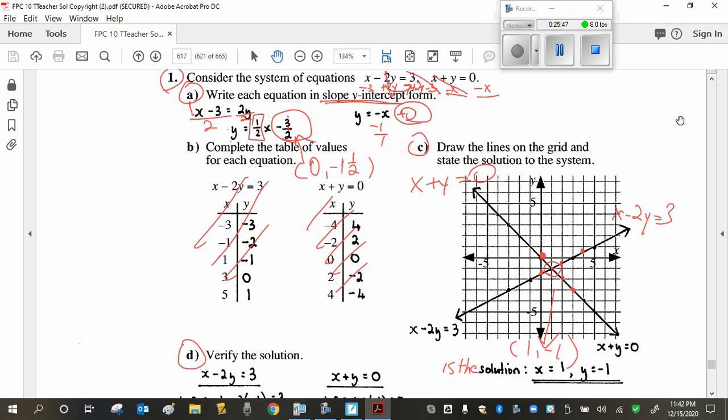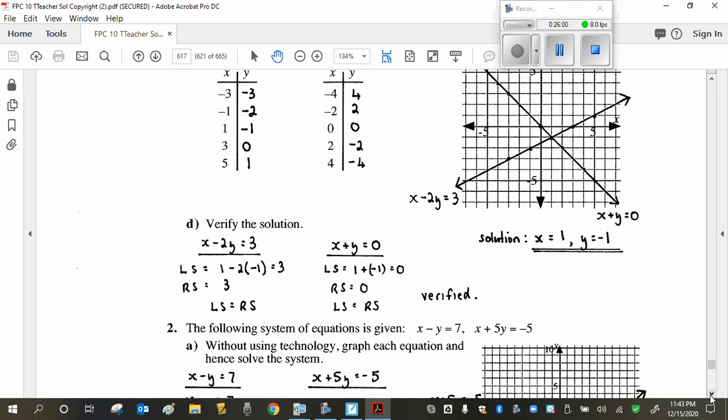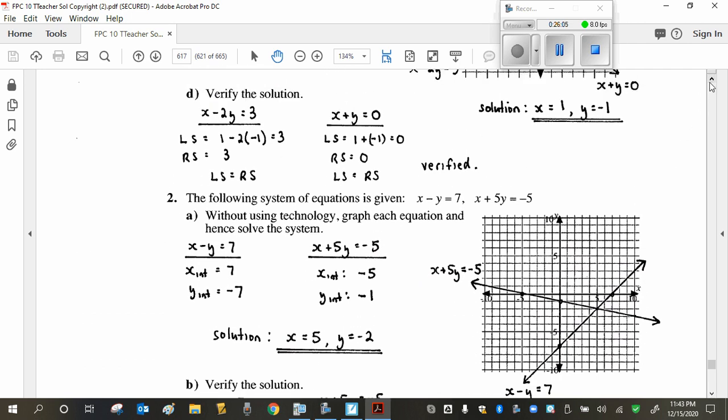Verify it. I'm going to just pause it until you get to that part, and then B is verify that solution. Does the left-hand side equal the right-hand side? And here you have 3 equals 3, left-hand side equals right-hand side, and here you have -1 plus -1, so 0 equals 0. Left-hand side equals right-hand side.